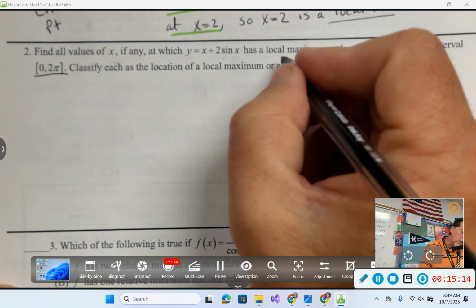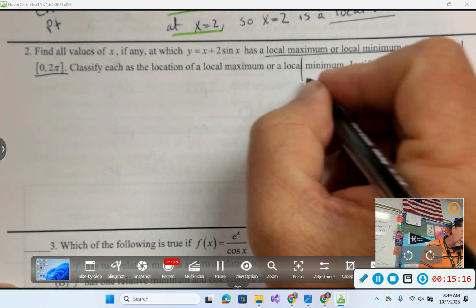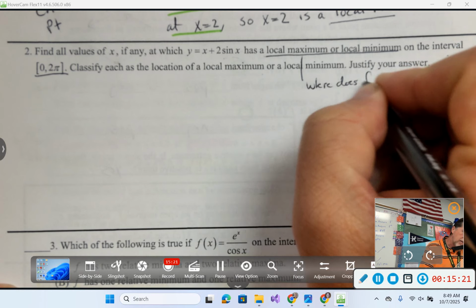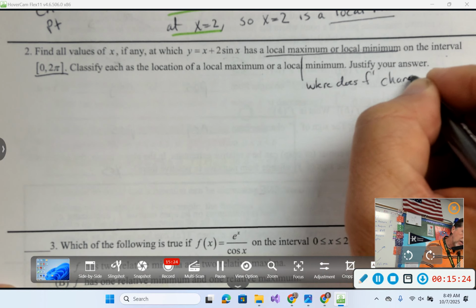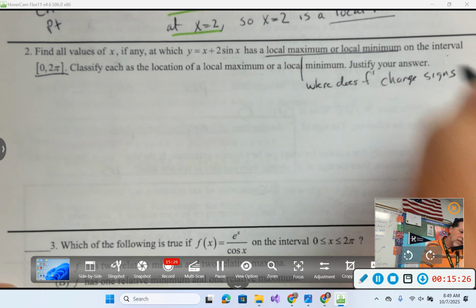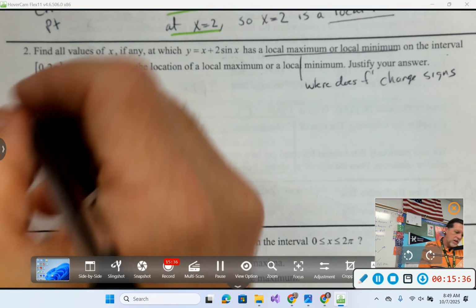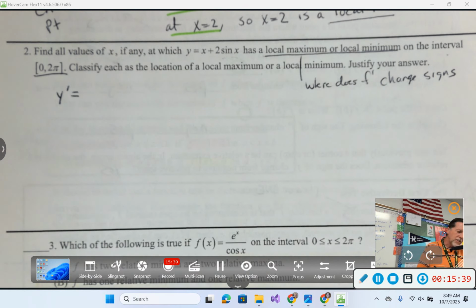So if I'm talking local max, local min, I need to know where f prime changes signs. Because if f prime changes signs, then I've got either a max or a min, depending on which way the signs change. So I need a derivative first. Steps are going to be the same as number 1. Take a derivative, set it equal to 0, lay out the number line, test the intervals, and then you'll see where the increasing, decreasing stuff is.